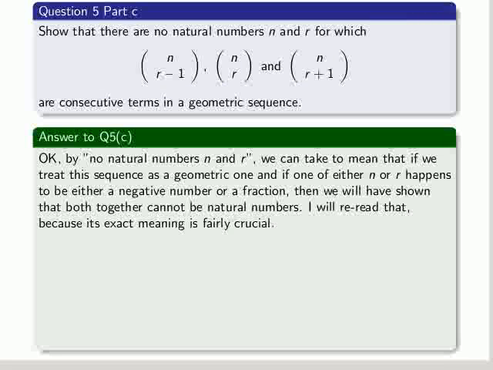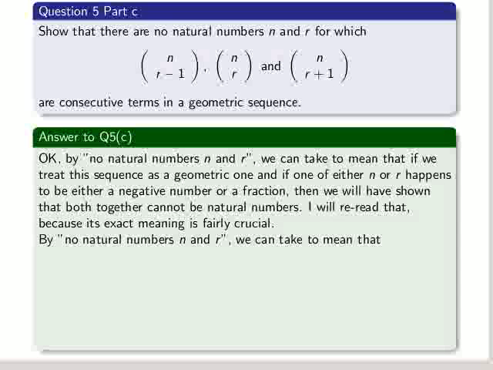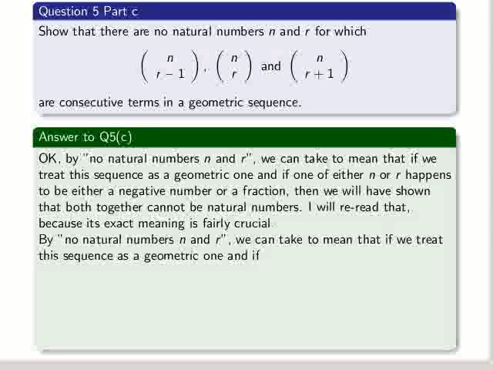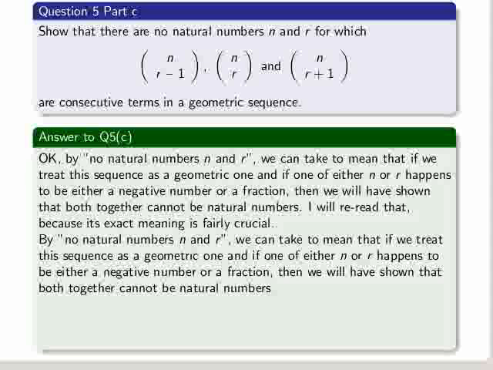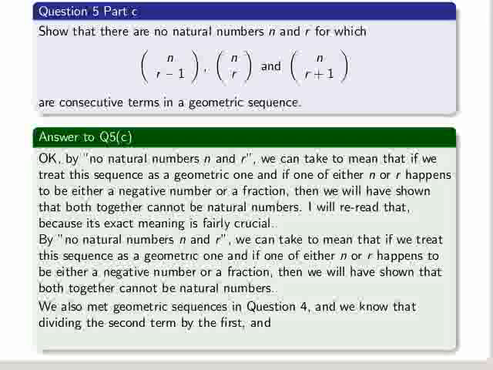I will reread that because its exact meaning is fairly crucial. By no natural numbers n and r, we take to mean that if we treat the sequence as a geometric one, and if one of either n or r happens to be either a negative number or a fraction, then we will have shown that both together cannot be natural numbers. We also met geometric sequences in question 4, and we know that dividing the second term by the first and the third term by the second, we should get the same answer.